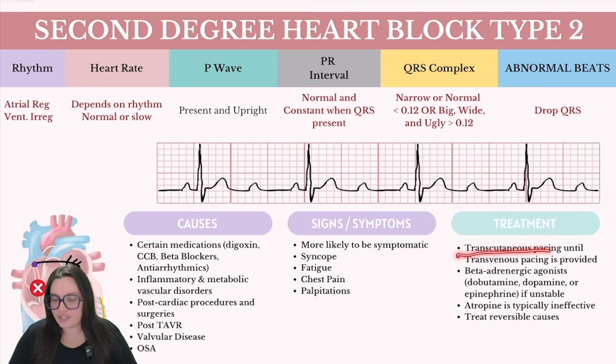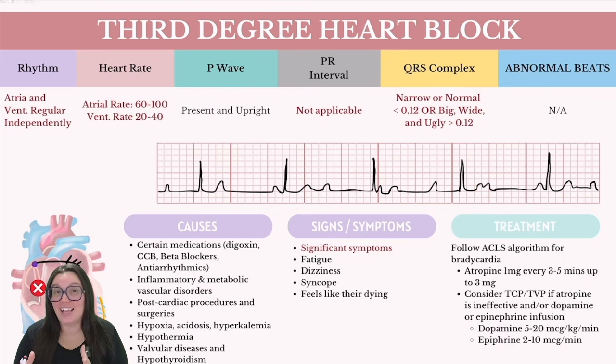And because they're more symptomatic, that means we're going to be treating these individuals more aggressively. So again, transcutaneous pacing until we get that transvenous pacing available to us. They may even be put on medications like dobutamine, dopamine, or epinephrine, which are beta-adrenergic agonists, if they're unstable, depending on how this particular person presents. Atropine in this situation is going to be really ineffective. There's no point, if we have a slower heart rate, to give these individuals atropine because it's not going to really do a whole lot. And of course, we want to treat any reversible causes. In this case, if it was a TAVR situation, then they might have to go back in and replace the valve, or whatever it looks like for that individual.